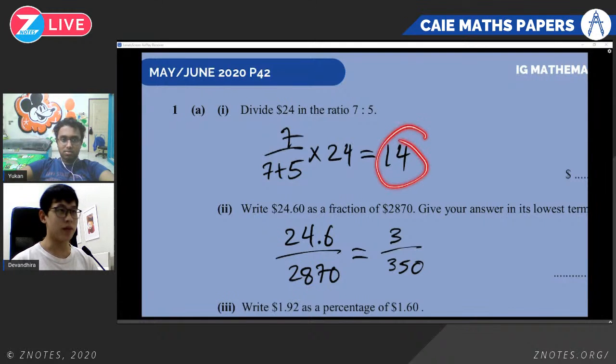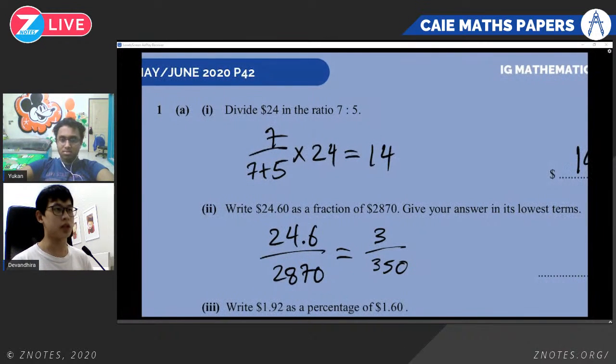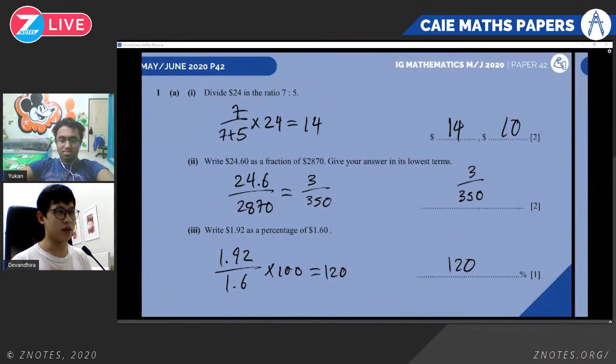We'll get 14. So that means our 7 represents 14. If you want to get the 5, just do 24 minus 14. You don't have to do any more calculation. You just take the difference of 24 and 14, and you'll get the rest, because 7 represents 14. That means 24 minus 14, which is 10, is the 5. Is that right, Yugan?